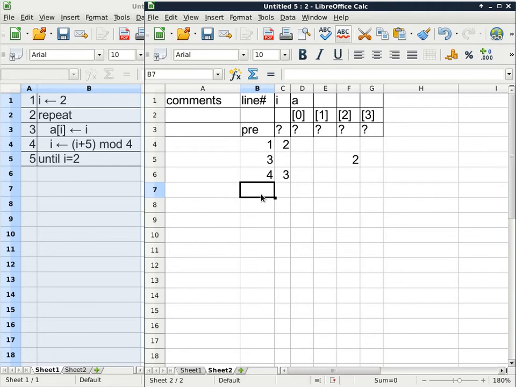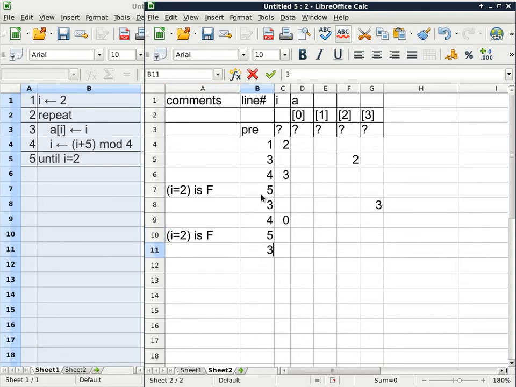And then we get to line 5. It has to evaluate I equals 2 is false, okay? Because I now has a value of 3. Then we go back to line 3, and we go to a bracket 3, change its value to 3. Go to line 4 again. So this time we have 3 plus 5, which is 8. 8 mod 4 is 0, because the remainder of 8 divided by 4 is 0. So I becomes 0. And then we go to line 5. I equals 2 is once again false.